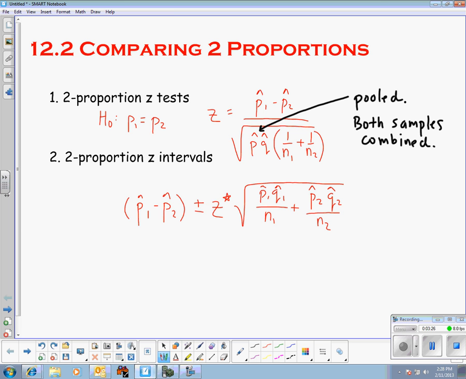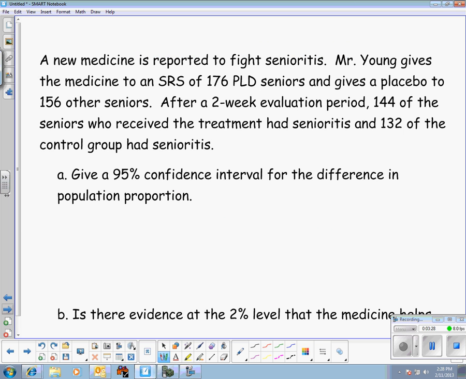So let's look at an example. All right, here is the setup. There is a new medicine that is supposed to combat this horrible disease of laziness and worthlessness called senioritis. I find 176 seniors and give them the medicine. 156 other seniors, I give them a placebo, and then I let it work for 2 weeks and see what happens. 144 who had the medicine ended up with senioritis, and 132 did not.